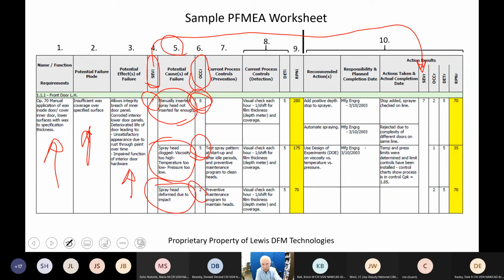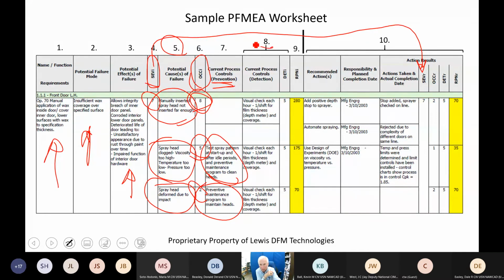Then we move on to the current process controls for prevention. And we say there are already some things that are being done. A test spray pattern at startup and after idle periods. And this is already being done. So is this. We're doing a preventative maintenance program to maintain the head. Maybe we don't do it enough. Maybe we should do it more often. But this is what's currently being done. So before we recommend something, we need to know what we're doing. And this is what we're doing.